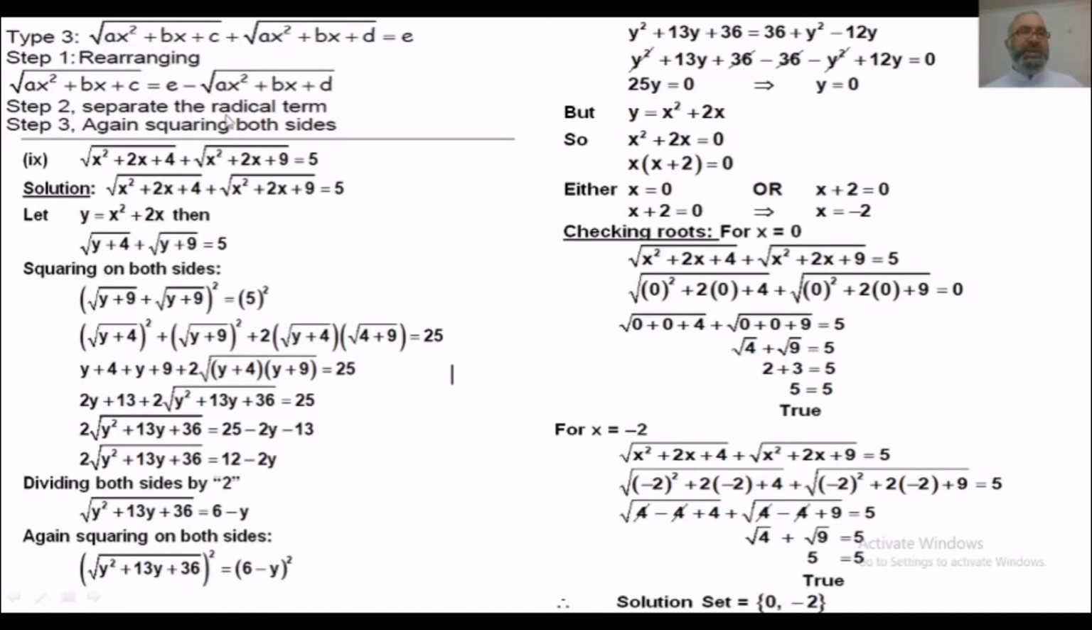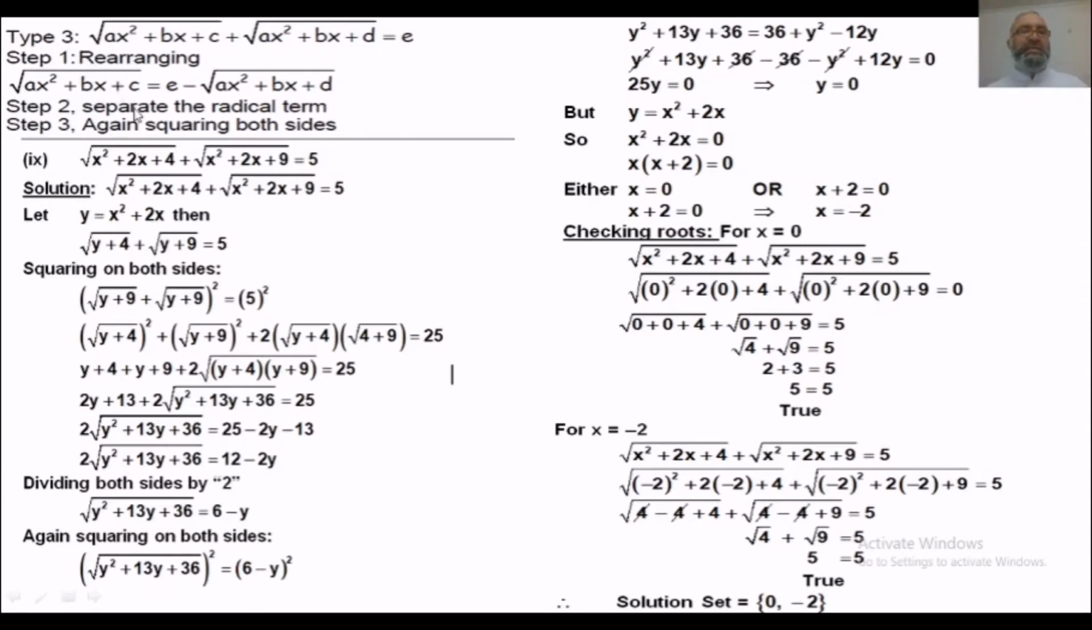Second step, separate the radical term. So this is separation of the radical term on one side. Step 3, again squaring both sides. So again squaring both sides, and thus we will get the solution set. So apply these three steps to any equation of type 3, but this is the longest method.